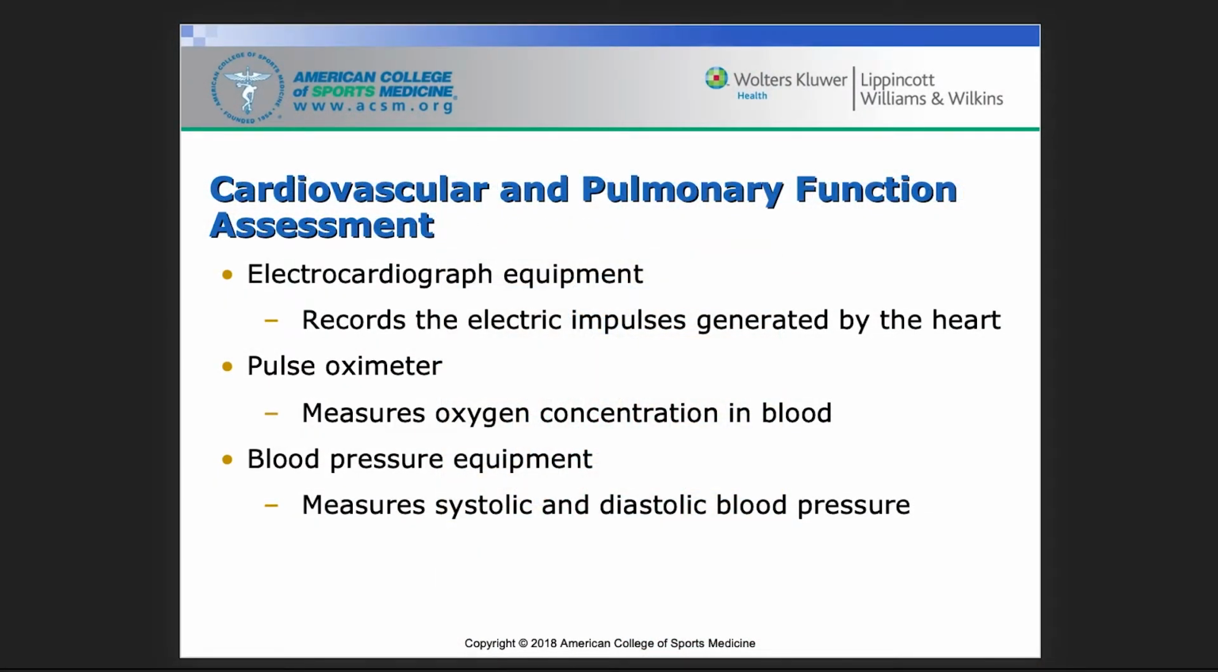All right. Some other ways that we can measure cardiovascular and pulmonary functioning: electrocardiographs, or EKGs, or ECGs.